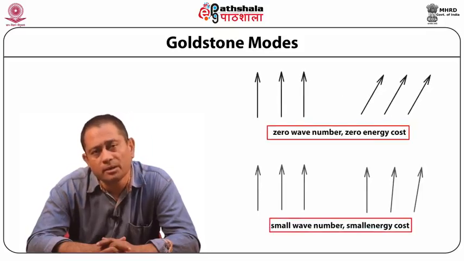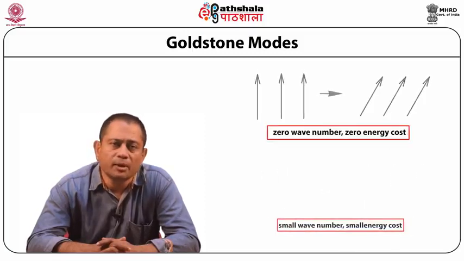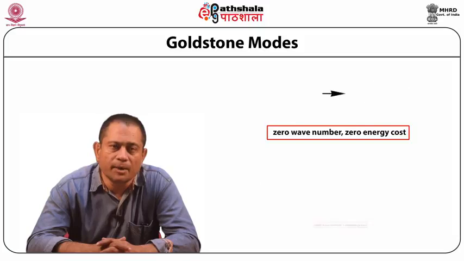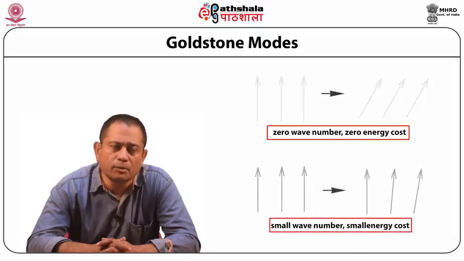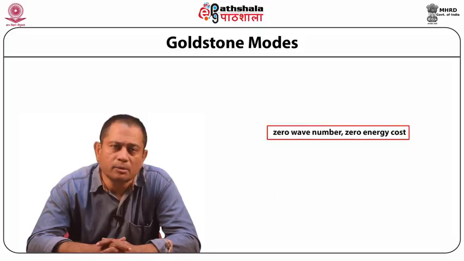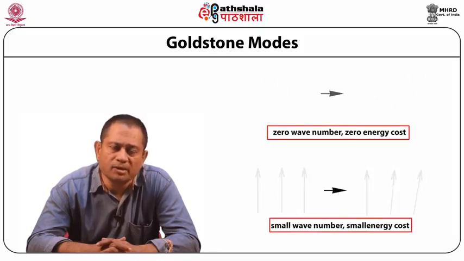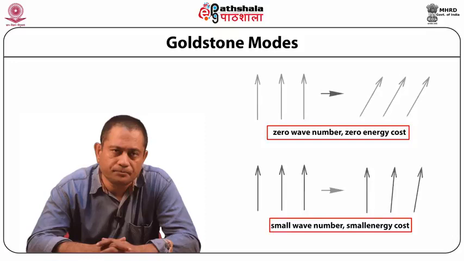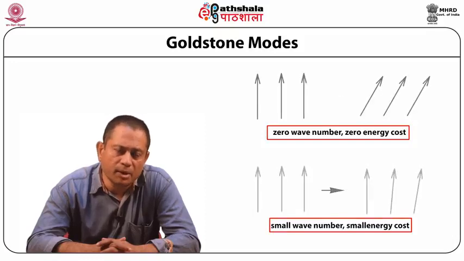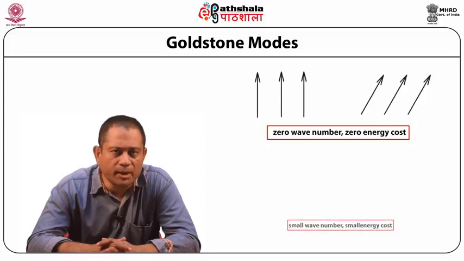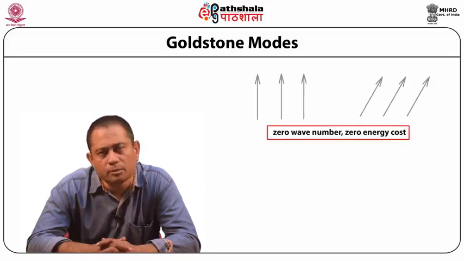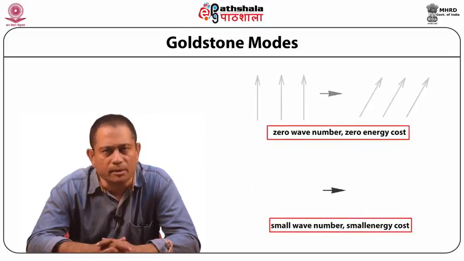Now, this figure also beautifully illustrates the concept of Goldstone modes. On the top figure you will see that you have all the spins pointing up, and then on the right hand side you tilt the spins, all three of them, by the same angle. So what is happening? Zero wave number. Earlier they were pointing up, now they are pointing in a different direction, but they are all in the same direction, either you talk about the left one or the right one. So the energy cost is 0, there is no energy cost in this case.